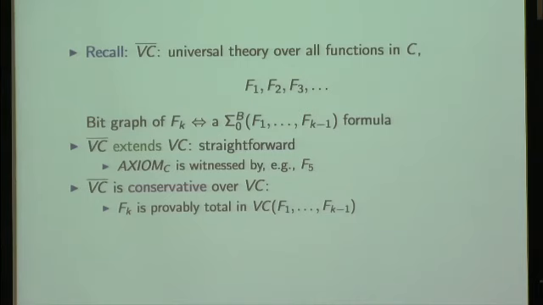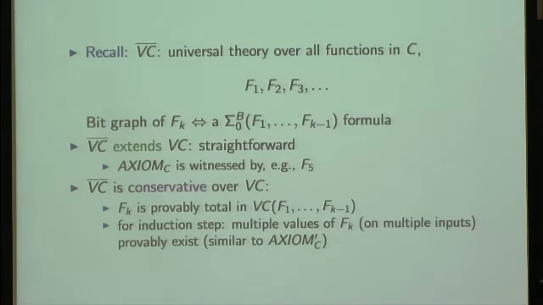For the induction step, it turns out that we need to use a slightly stronger induction hypothesis, meaning that not only is Fk provably total in this theory, but we can also prove the existence of multiple values of Fk on multiple inputs. These are some technical details that we have to address, and this is similar to the way that we introduced axiom C-prime.